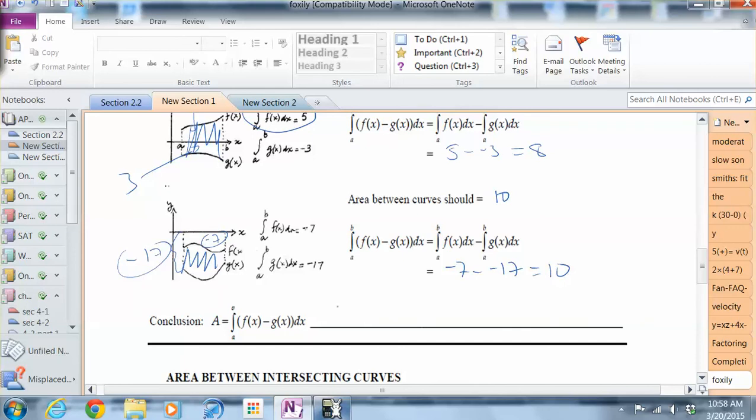So the conclusion is that this relationship that we're talking about, to find the area between two curves, you could do the integral of f(x) minus g(x) dx from a to b, will always work provided that f(x) is always bigger than or equal to g(x).